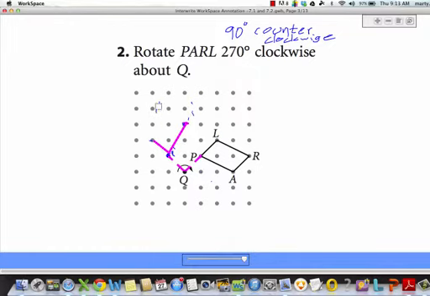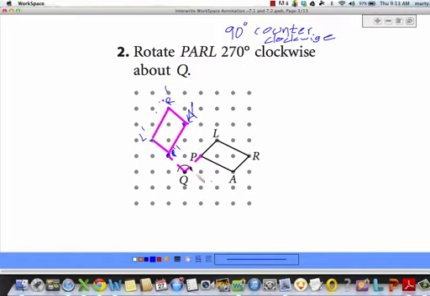Let me fix this. This was down 1, right 4, so it's left 1 and up 1, 2, 3, 4. Used to be there. There we go. Now when we name them up, I get R prime, L prime, P prime, L prime, A prime. Okay, so now we've moved it 270 degrees around this direction, or we've moved it 90 degrees back that direction.